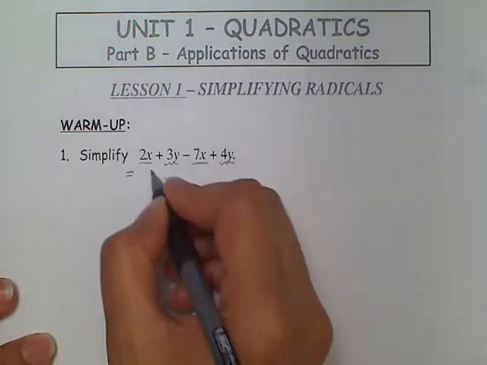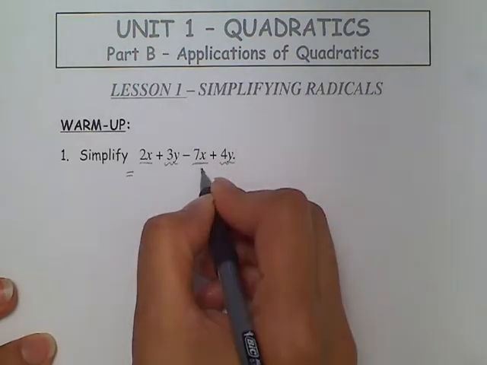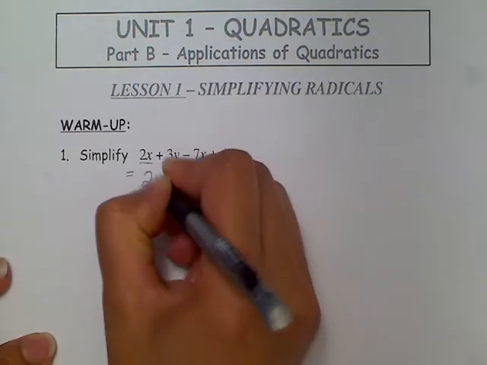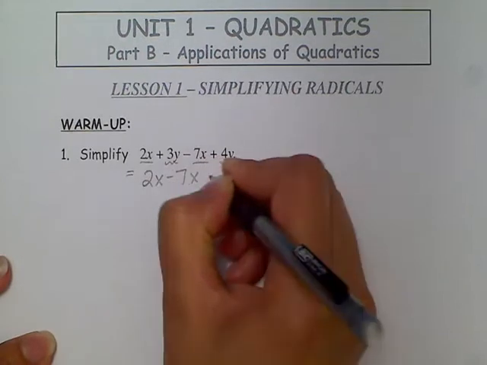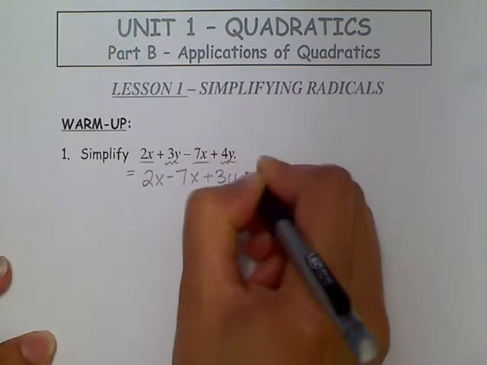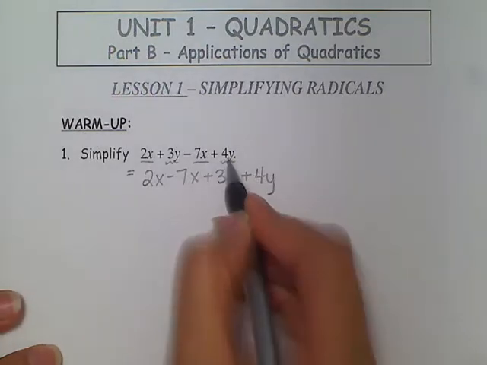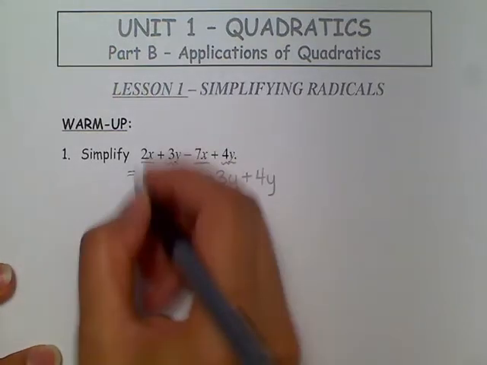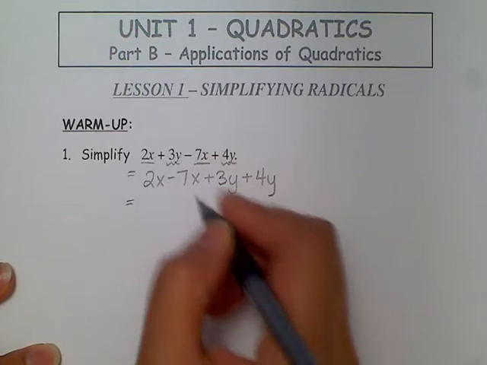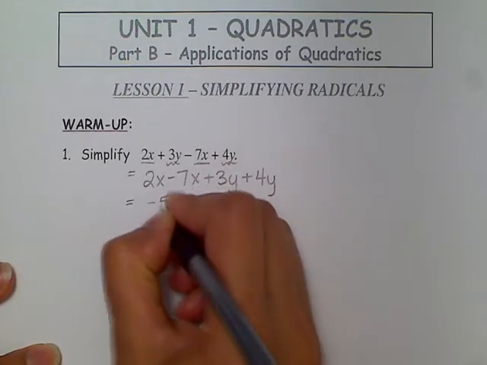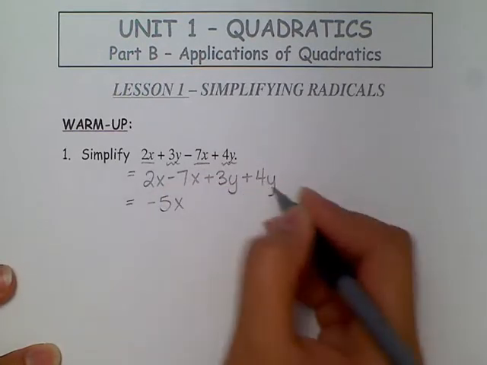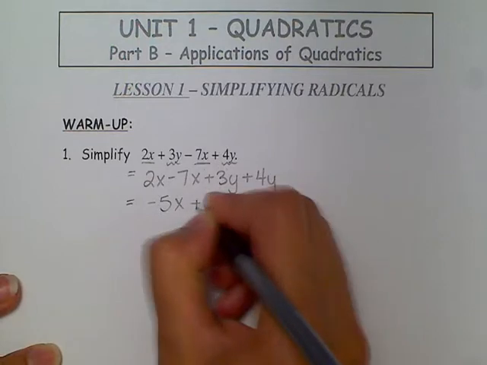So I'll notice here that I have 2x and I have 7x. Those are like terms, so I'm going to group them together. And then I have 3y and 4y as well. And remember, when you're moving the terms, to take the sign that's in front of the terms. Okay? And so if I simplify this, I get 2x minus 7x, which is negative 5x. And positive 3y plus 4y, which is plus 7y.